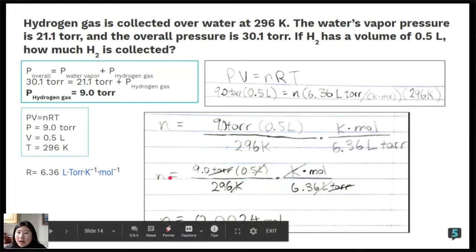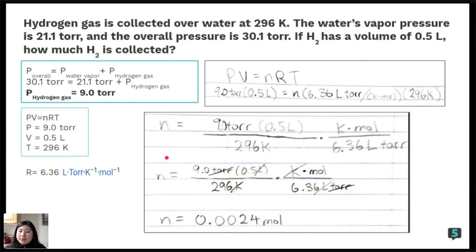So after I divide 9 by 296 and 6.36, I am left with n equals 0.0024 moles, and that is our amount of hydrogen gas that we have collected.